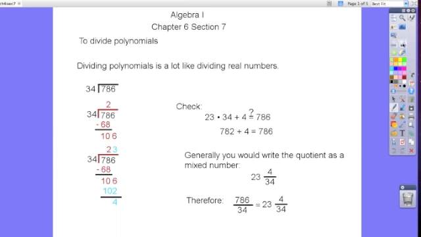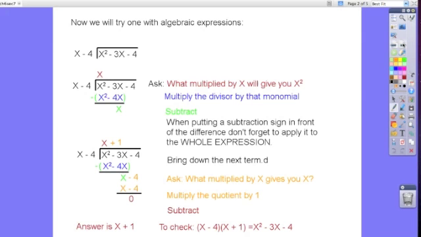Let's take a look at division of algebraic expressions. We do the same thing. Let's take a look at this problem here. We have x minus 4 into x squared minus 3x minus 4. The first thing we do is we take a look at this right here, x. How many times will x go into x squared? It goes x times. Or you're saying, what times x gives you x squared?